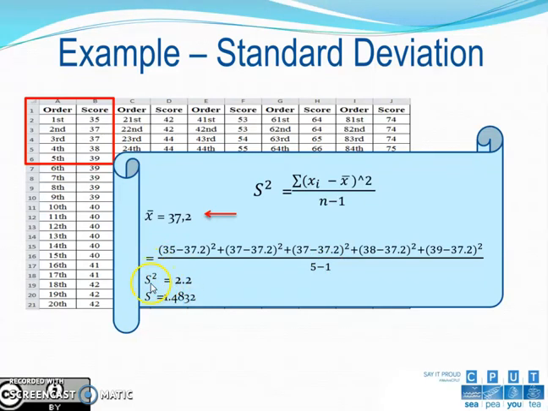Now it's important to remember that this 2.2 is your sample variance, and we are looking for the standard deviation. The standard deviation then is the square root of that sample variance, which will be a total of 1.4832.